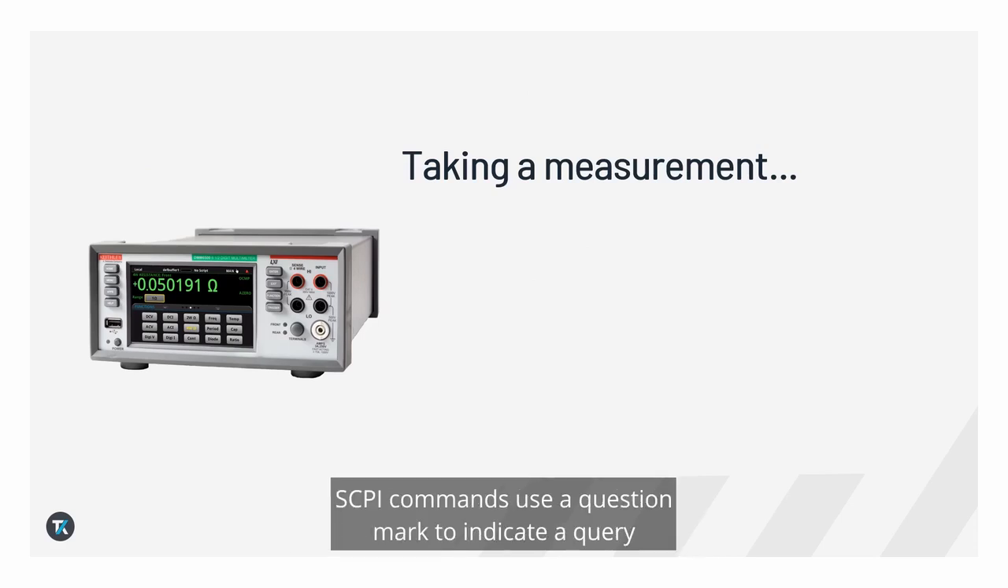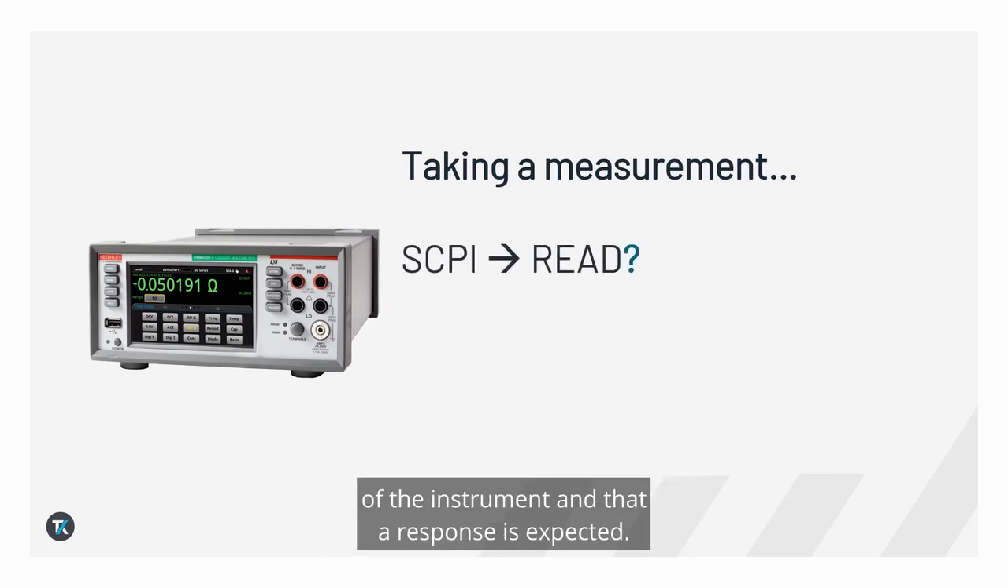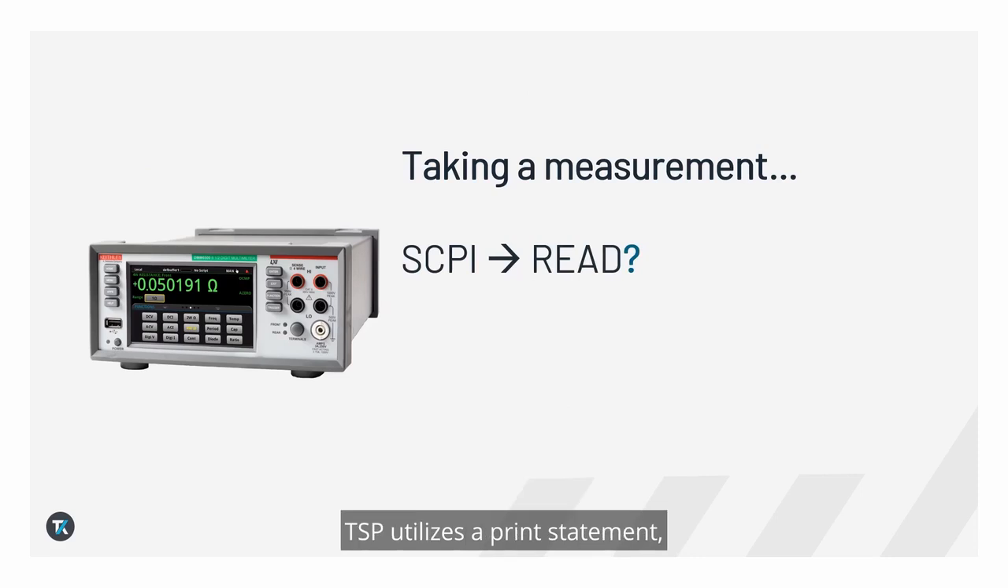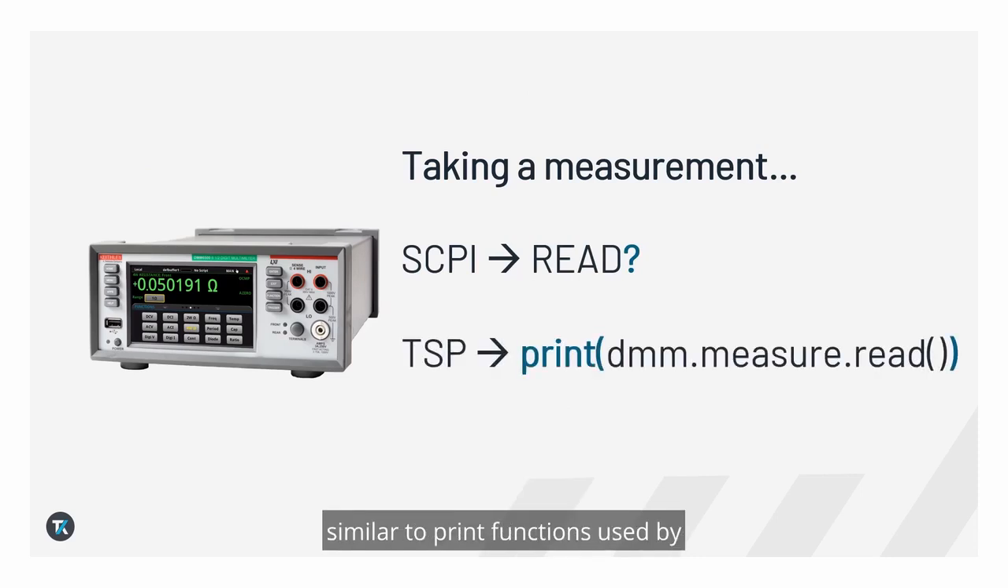SCPI commands use a question mark to indicate a query of the instrument and that a response is expected. TSP utilizes a print statement, similar to print functions used by other high-level languages. This also improves code clarity.